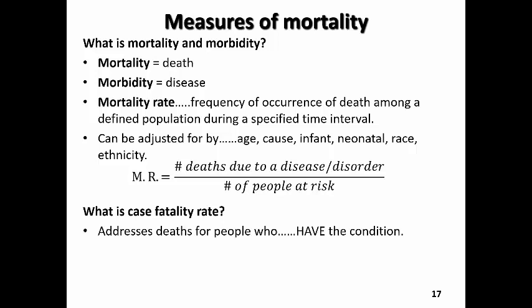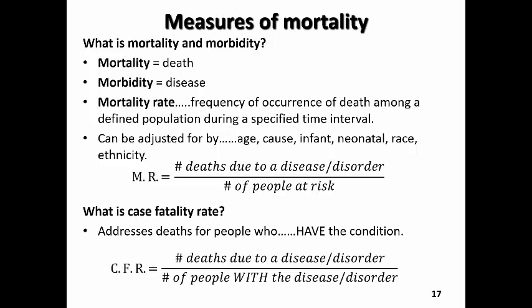Case fatality rate is a little bit different. The case fatality rate addresses the number of deaths for people who have the condition. That's calculated as the number of deaths due to that disease or disorder divided by the number of people that have the disease or disorder. So the case fatality rate is always going to be greater than the mortality rate, because the denominator in the mortality rate calculation is always going to be a larger value than the one for the case fatality rate.